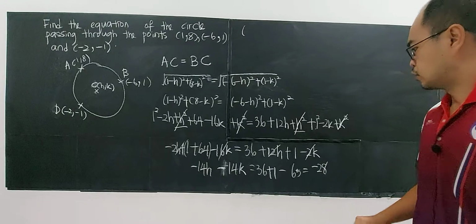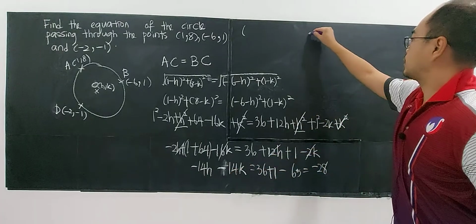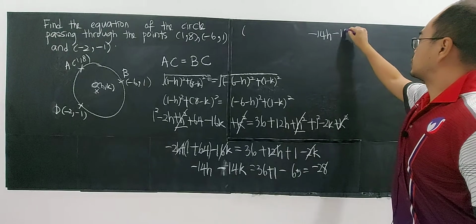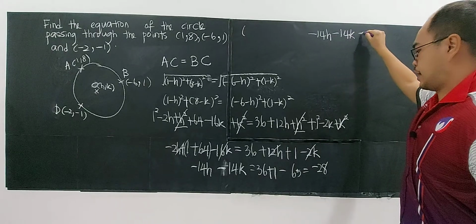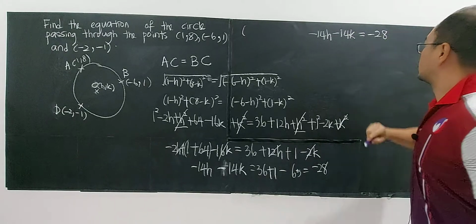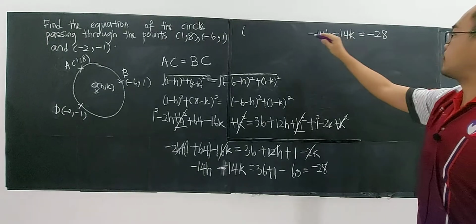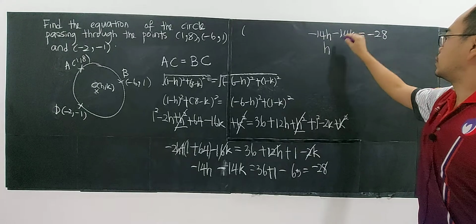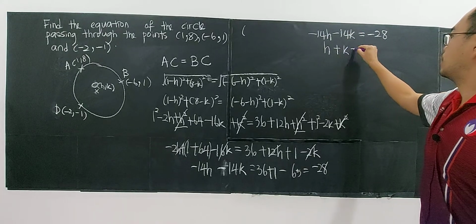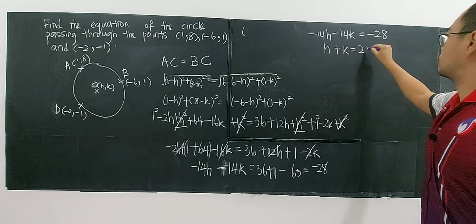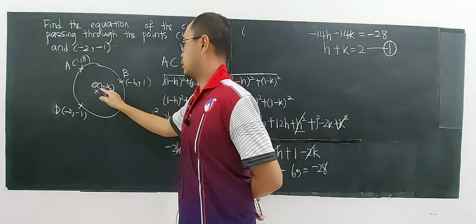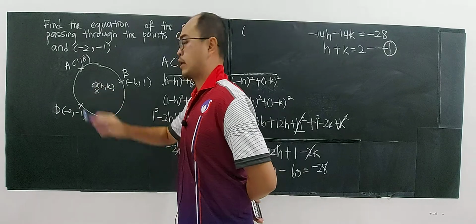Negative 28. So I already know that negative 14h minus 14k equals negative 28. So to make it easy, I divide everything by negative 14: I have h, I have k, and I have 2. So I get the first equation that relates h and k, right?